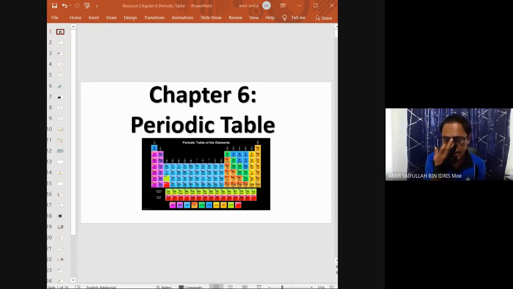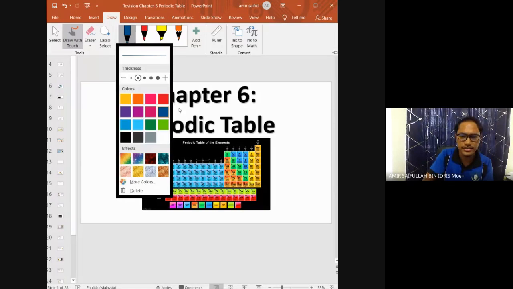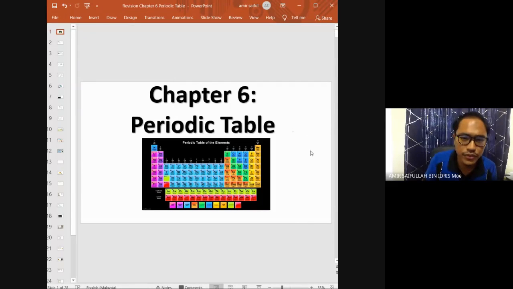So chapter 6 is about the periodic table. As you can see, what I'm showing here is the periodic table. What is the function of the periodic table? Anyone know? Want to answer? The chapter is periodic table. To show all the elements. Okay, correct. So it is to show all the elements that exist in the world.